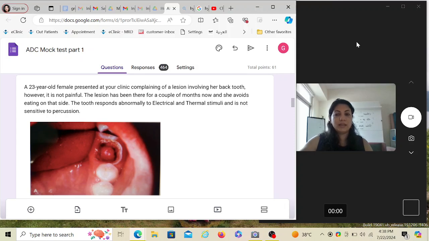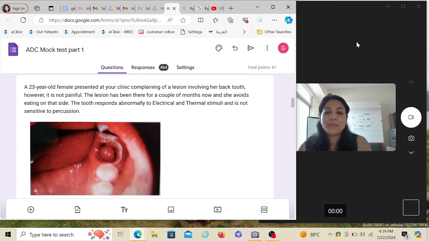But sometimes in very young people, where you have such a scenario, and the crown of the tooth is a little more intact, this is of course a completely destroyed tooth, but sometimes the crown is really intact and it is just in the occlusal area, you'll see a nice pulpal overgrowth. In that scenario, you can actually save the tooth if the IOPA is nice. The lesion has been there for a couple of months now, and she avoids eating on that side. A couple of months, and it's not painful. So something is going on.